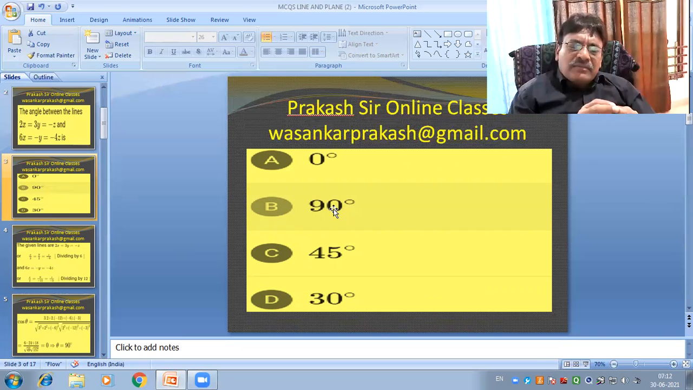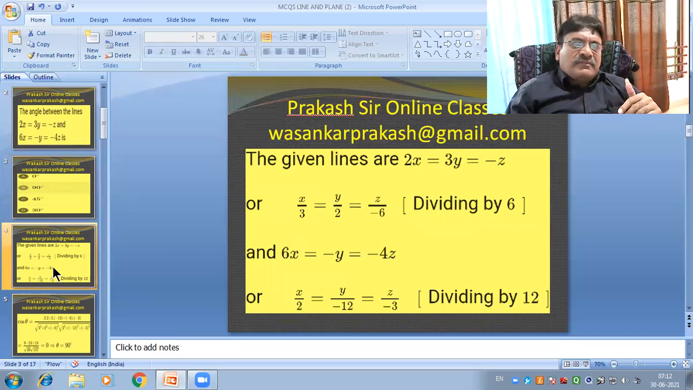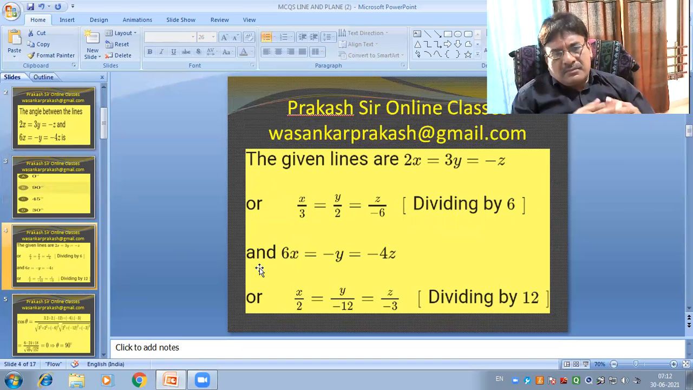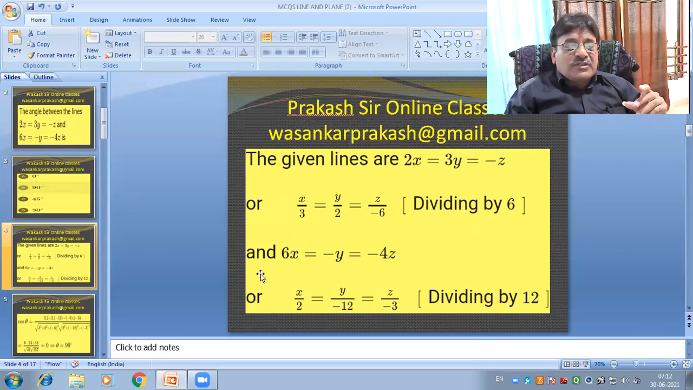Or we use one trick, and the trick is we know that if A1 A2 plus B1 B2 plus C1 C2 equals 0, then the lines are perpendicular. That is, the angle between the lines is 90 degrees. So here 3 into 2, 6, 2 into minus 12, minus 24, minus 6 into minus 3, 18. 18 plus 6, 24. 24 minus 24, 0.